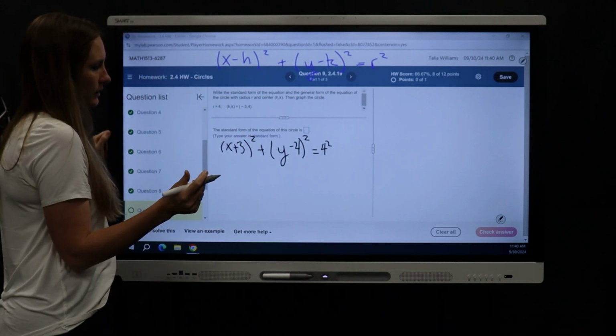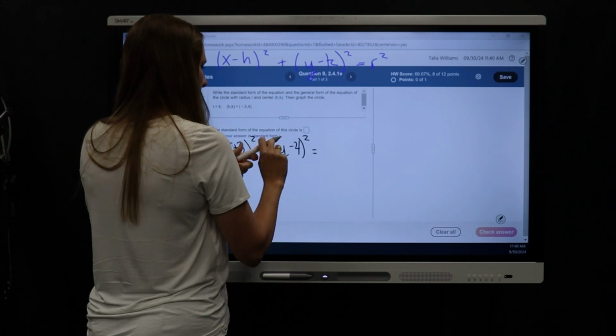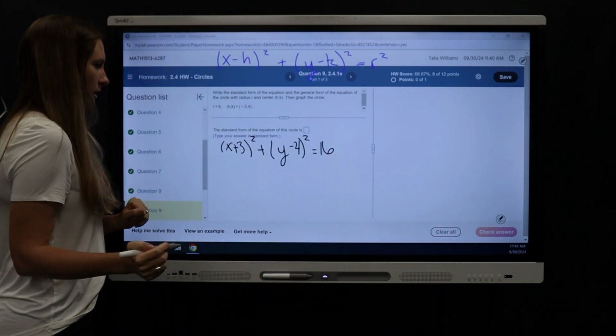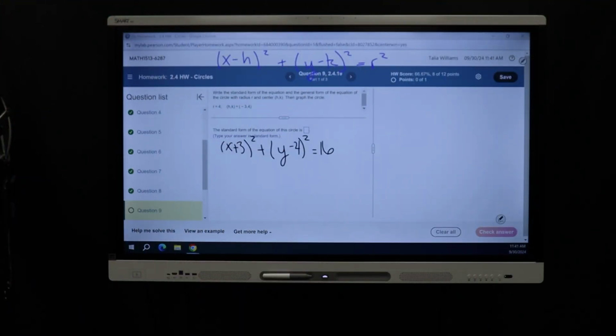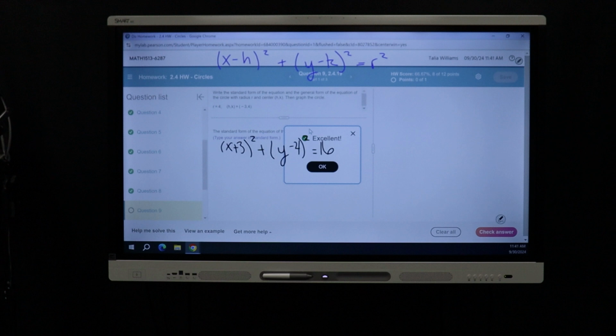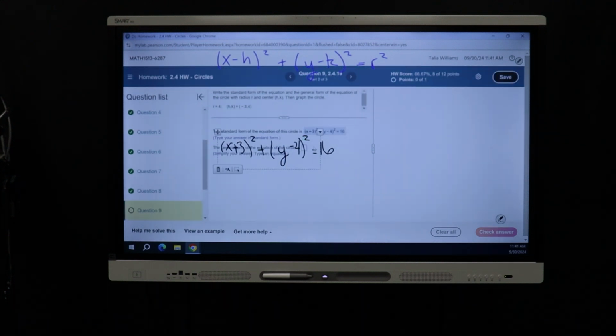So we'll go ahead and do this because it's general form if I change it right here to 16. X plus 3 squared plus y subtract 4 squared equals 16. Check. Alright, I'm going to take all of this and put it right here to work out.